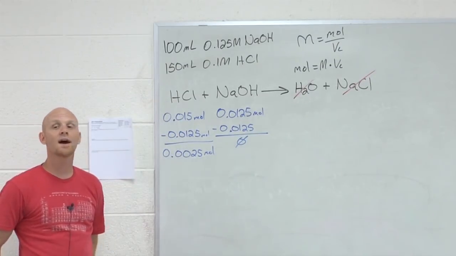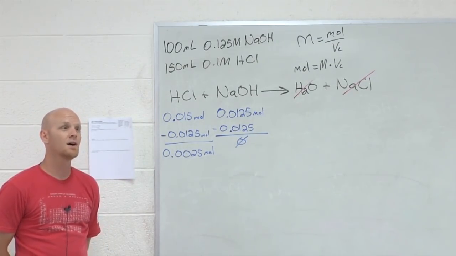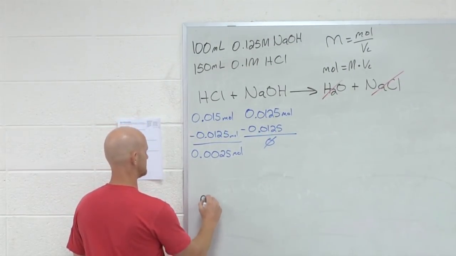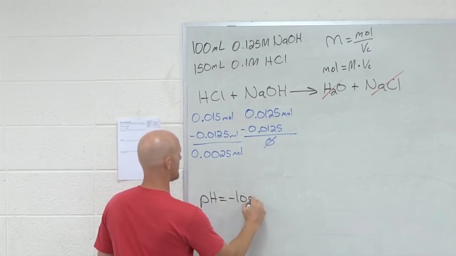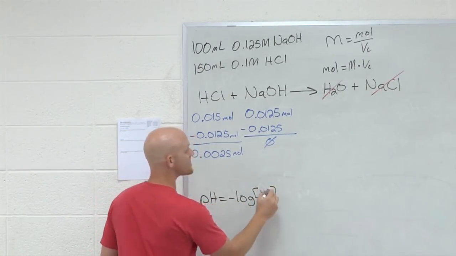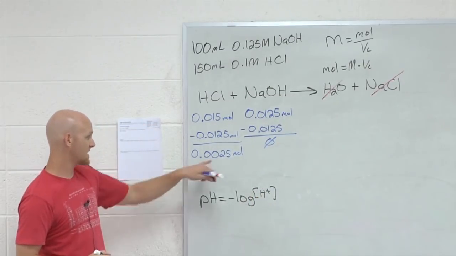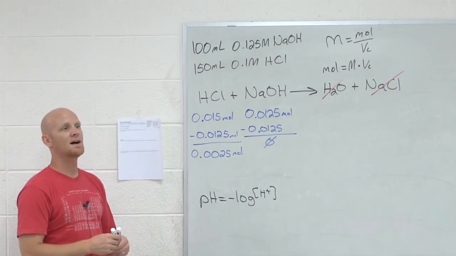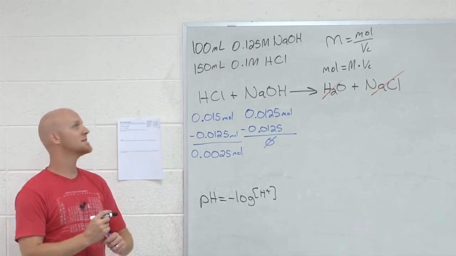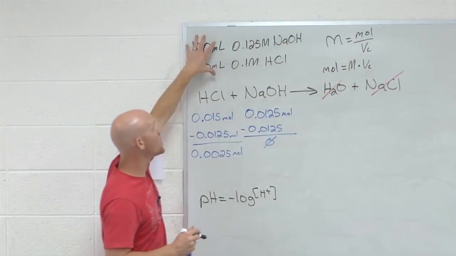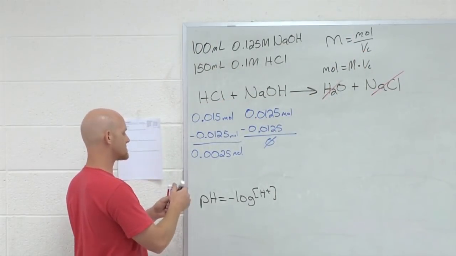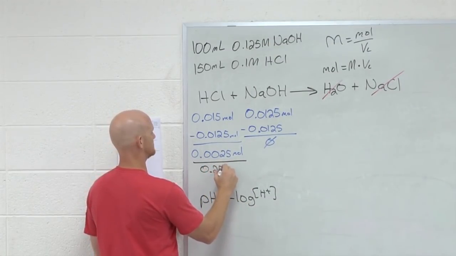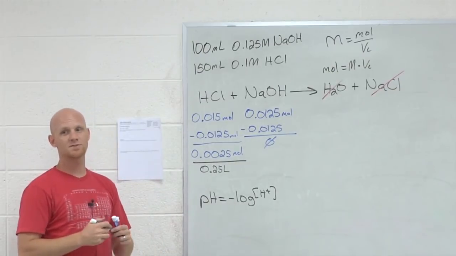So from this point on, what kind of calculation are we doing? Which of the 5 types? A strong acid calculation. How do you do a strong acid calculation? It dissociates completely. So all you've got to do is take the negative log of the concentration. Is that a concentration? No. How do I make it a concentration? Divide by the total volume in liters. Take the moles and divide by the total liters. So how many total liters do we have right now? Yeah, 250 milliliters is 0.25 liters.